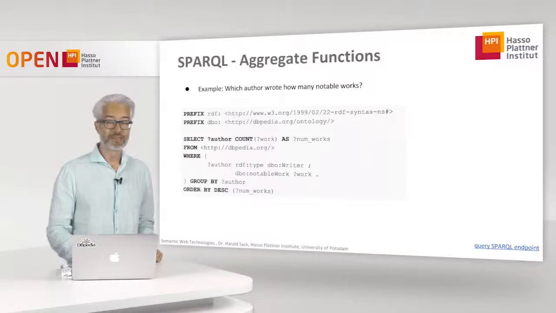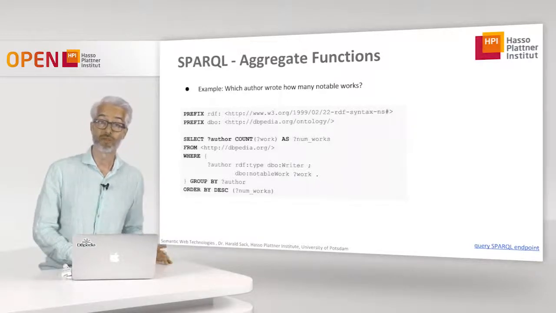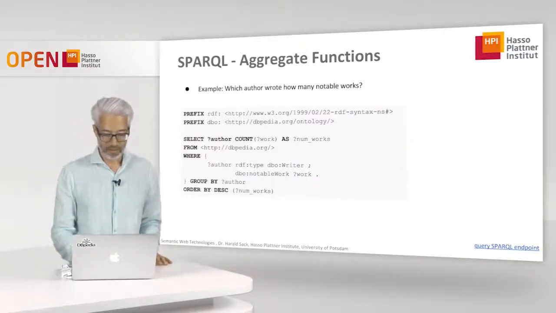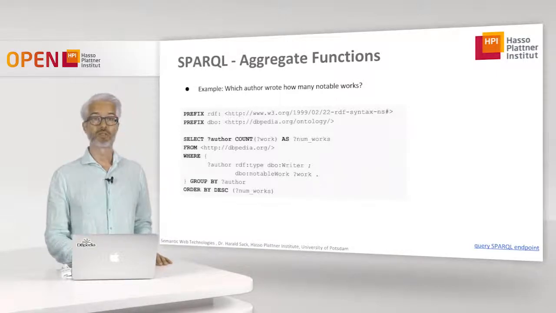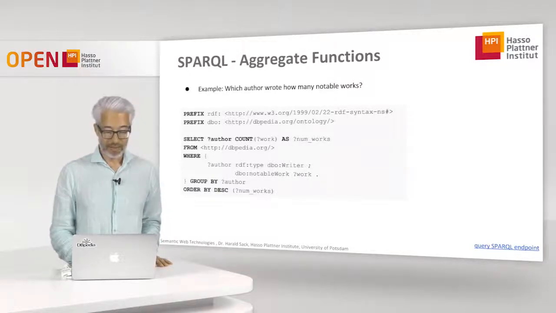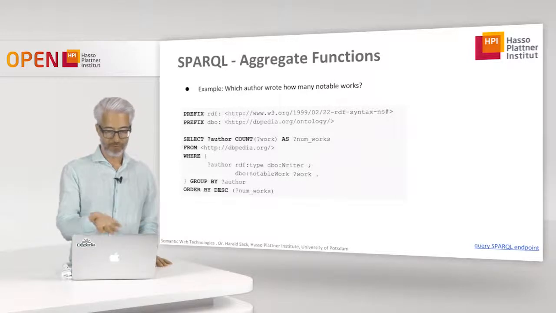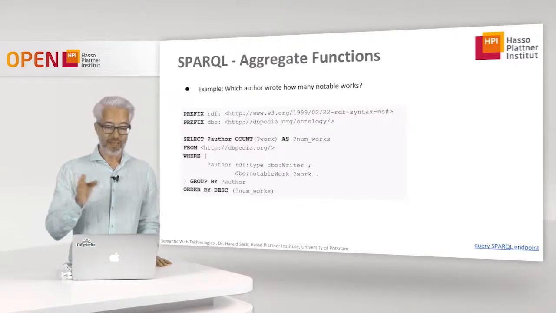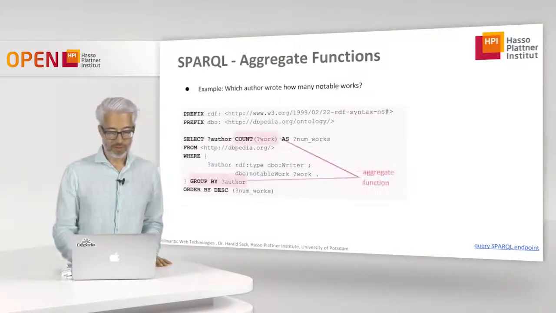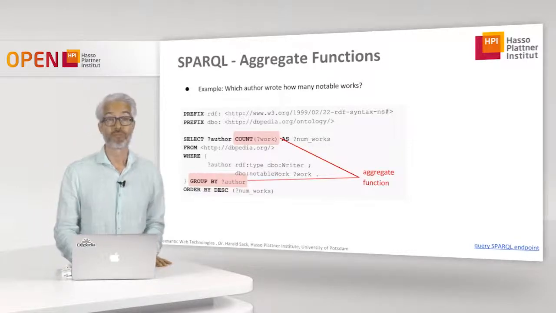So we do SELECT author, and then we say, okay, count the number of works. So we select COUNT of works, and this row, count of works, we assign to a new variable which will have the name number of works, numWorks. And then in the WHERE clause, we again are looking for authors, so author of type dbo:Writer, and we are looking for the notable works of these authors. And then the new aggregate function that you see here is the GROUP BY. So we say GROUP BY author.